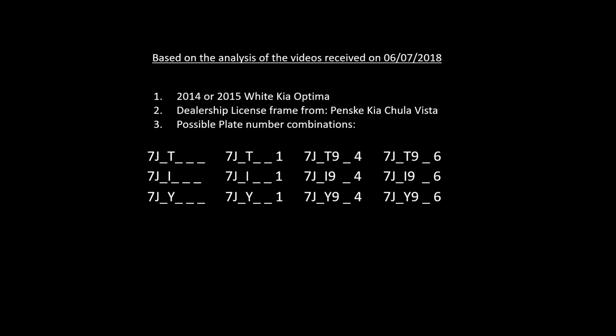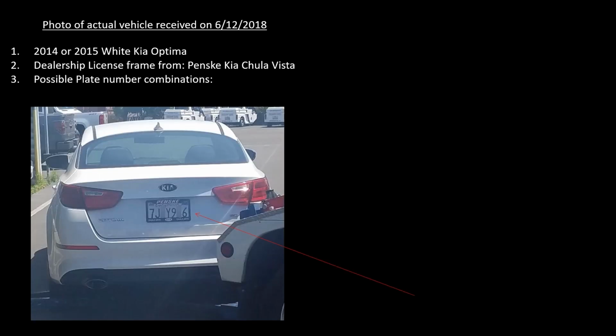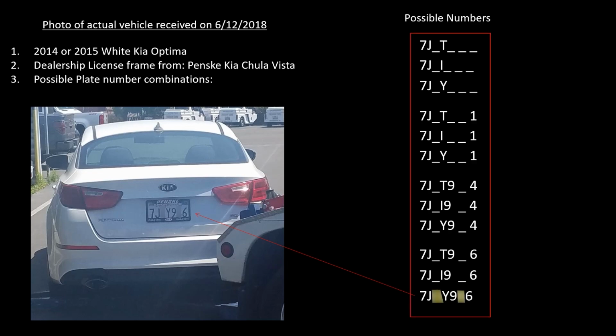That weekend, they went out and they were able to track down some other leads. This is the vehicle that they recovered. As you can see, it was a 2014 or 2015 Kia Optima. The dealership license plate was from Penske of Chula Vista, and the plate combination corresponded with one of the possible combinations listed.